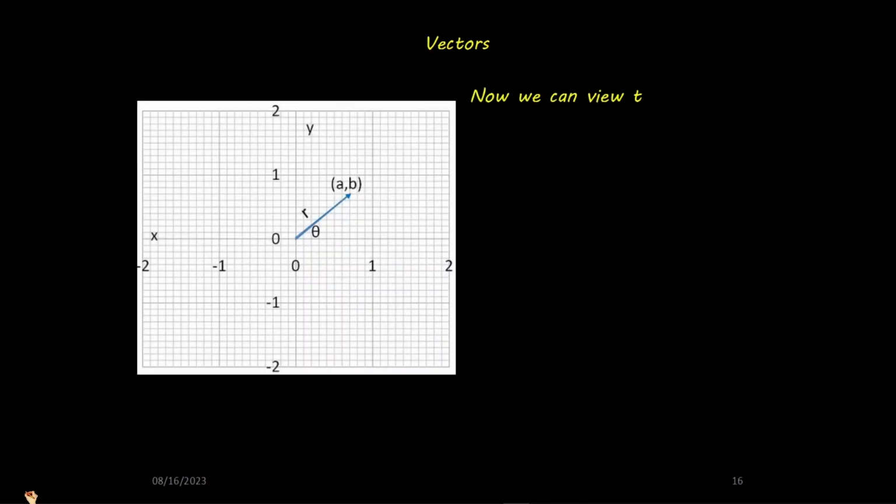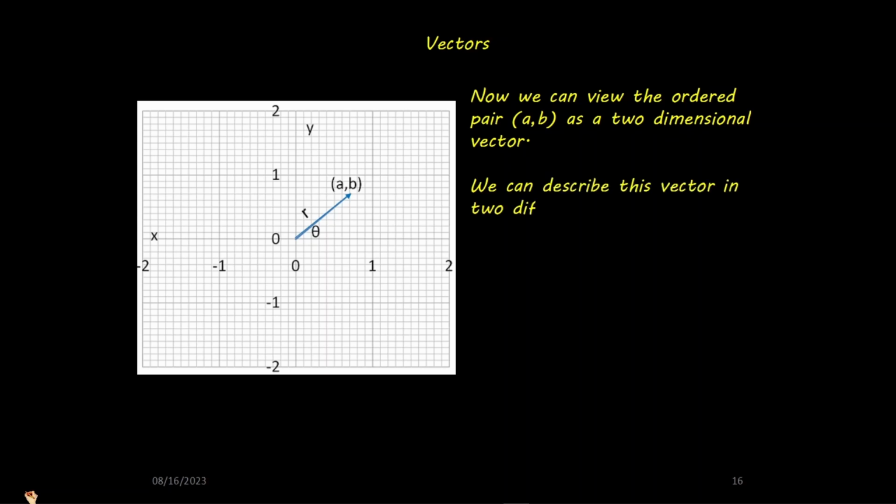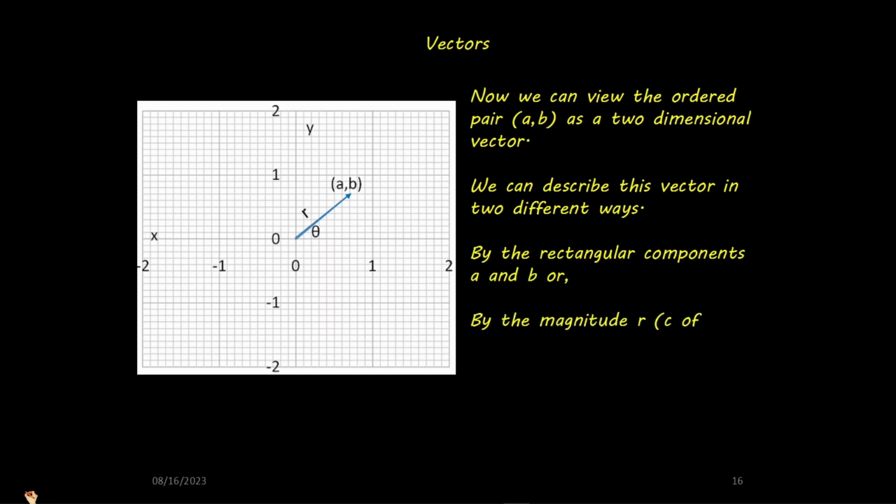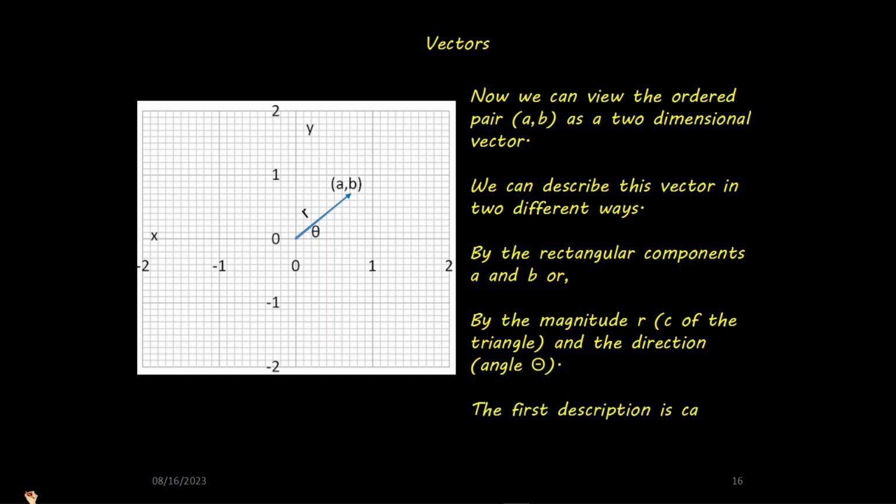Now we can view the ordered pair, AB, as a two-dimensional vector. We can describe a vector in two different ways. First, by the rectangular components, A and B. Or secondly, we can describe it by its magnitude r, the hypotenuse of the triangle, and its direction, angle theta. The first description is called the rectangular form and the second is called the polar form.